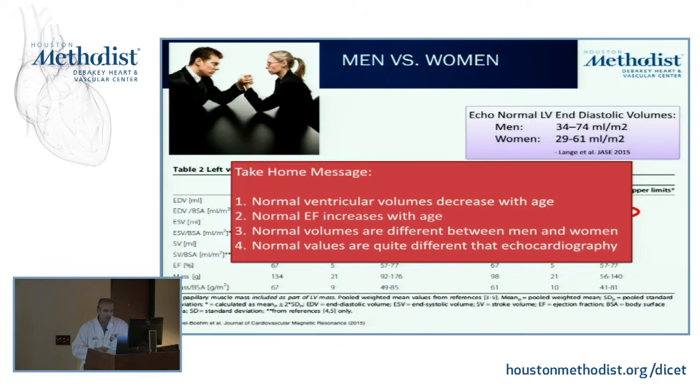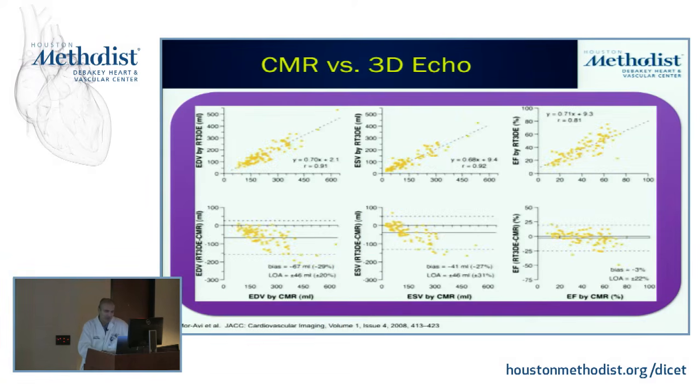So a couple of things, what are the take-home messages? One is that normal LV volumes will decrease with age. Normal LV ejection fraction tends to increase with age. Normal volumes are different between men and women, and normal volumes by CMR are different than normal volumes by echocardiography. So I think you need to recognize those differences.